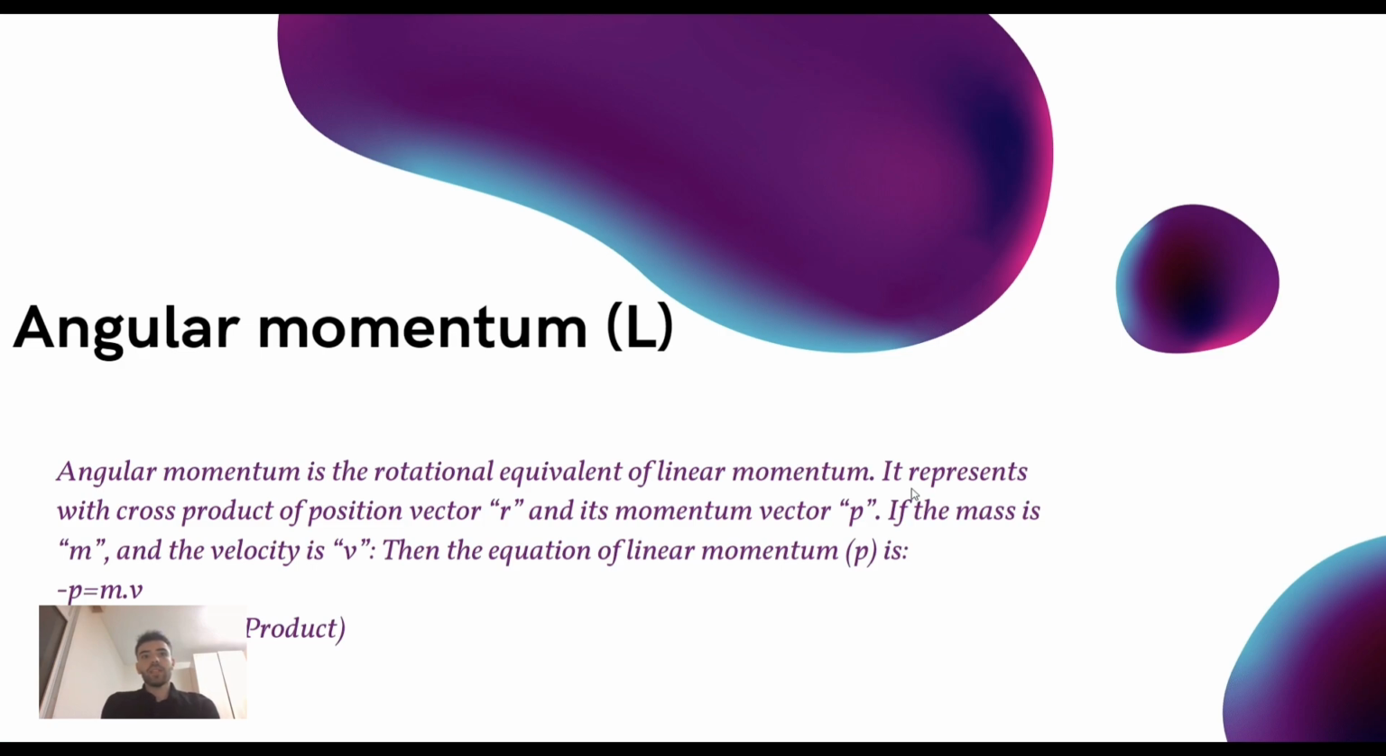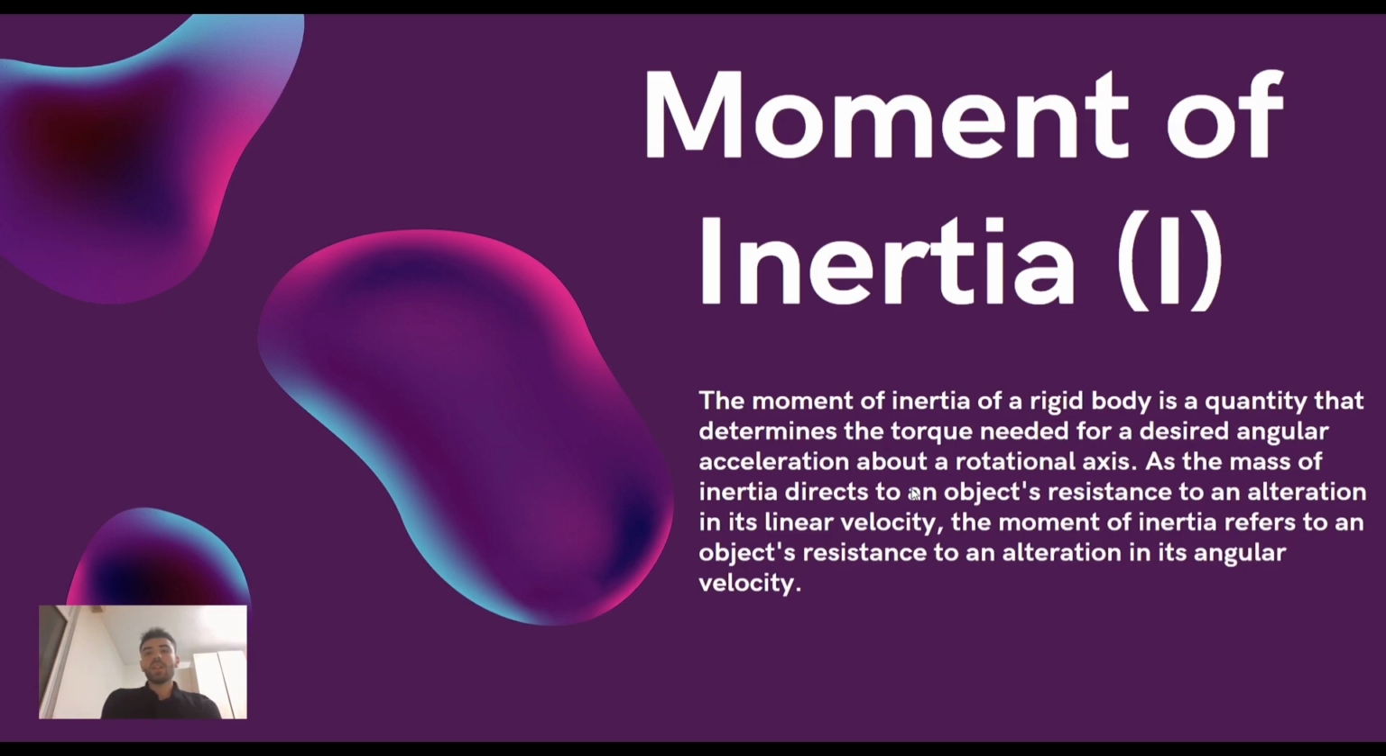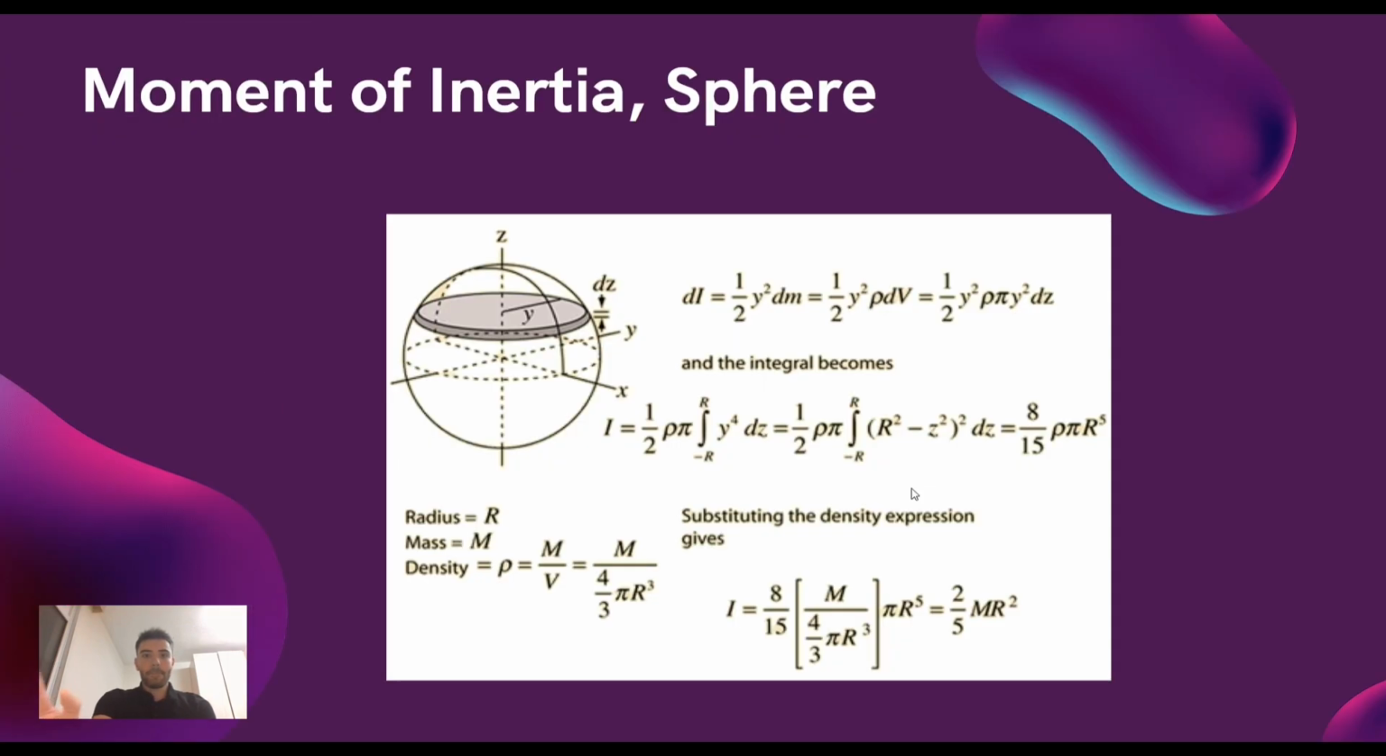Angular momentum is the rotational equivalent of linear momentum and is represented by the cross product of radius and linear momentum. Moment of inertia: the moment of inertia of a rigid body is a quantity that determines the torque needed for a desired angular acceleration about a rotational axis. The moment of inertia of a sphere, which I will be using in this experiment, can be calculated by this equation: 2/5 mr².